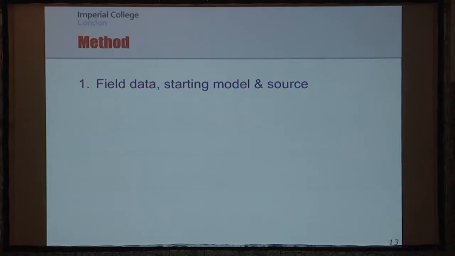Okay, so this is the last slide that I'll show before we move on to looking at the data set. So the basic method, the fundamental method, works like this. The first thing you need to get started, you need some data that you've collected in the field. You need a starting model, which typically will include anisotropy, and you need a source. You need to know what the source wavelet looks like. So you need those three things to get started.